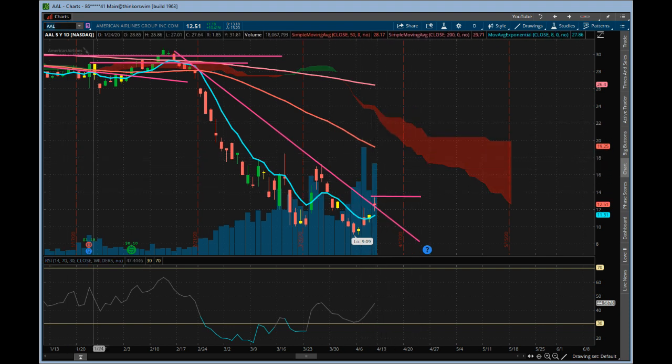Nasty doji candle right at the trend line with volume on Thursday. Ugh. It makes it tough.